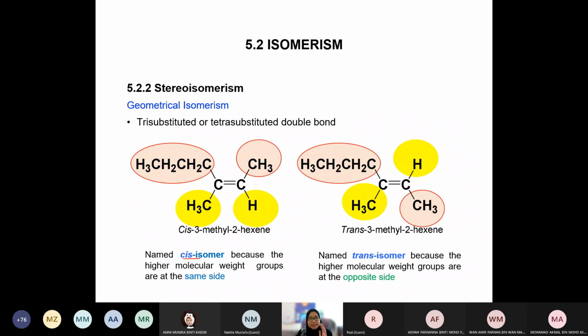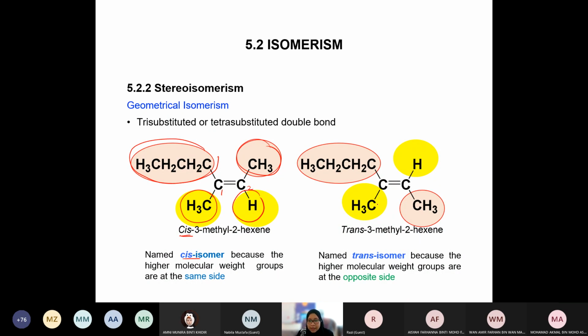Remember, cis means the groups of atoms are located at the same side. Okay, alright. So same side in this case, the higher molecular weight for the first carbon and the second carbon, they are located at the same side. That is why it is called cis. Or the lower molecular weight. You can also refer to the lower molecular weight. So the lower molecular weight are located on the same side. So when same side, it is called cis.